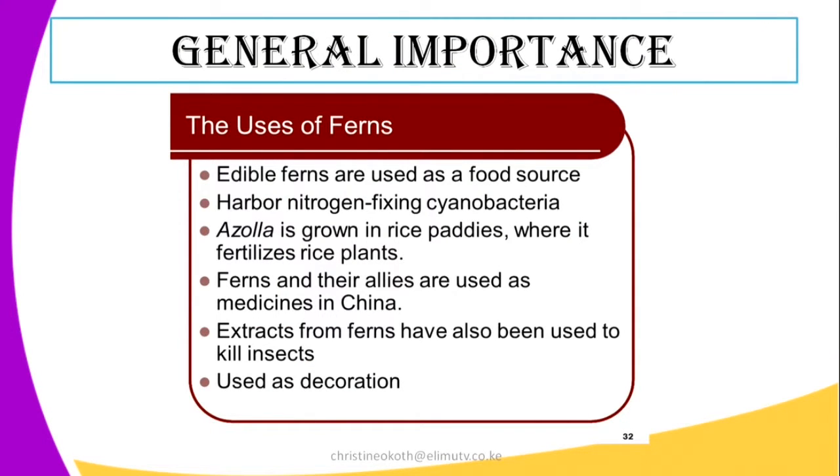So what are the general importance of the pteridophytes, especially the ferns? One, as we have said, they are used as a source of food, the ones which are edible, that is the bracken fern. Secondly, they are used to harbor nitrogen-fixing bacteria, the ones which fix nitrogen in the plant, because nitrogen is a very useful element in plants. Then Azolla is grown in rice paddies where it fertilizes the rice plants. So there's a type of fern which is used to help in fertilizing the rice plant species. Then the ferns are also used for medicinal purposes. Mostly the Chinese use these ferns to produce medicine. Also, the extracts from the ferns have been used to kill insects and for decorative purposes in our homesteads.